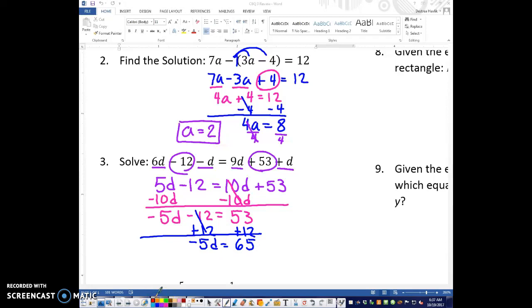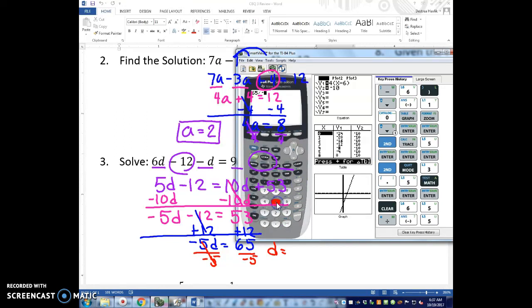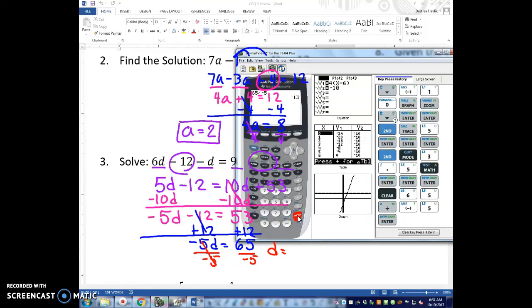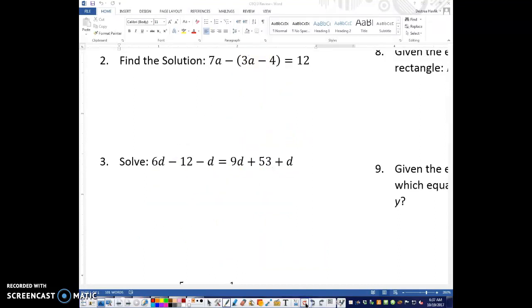Now, can we multiply or divide? We can divide by this negative 5. Don't forget your negative. So d equals 65 divided by negative 5. Negative 13. Now remember, you can also do that in your calculator if you need to. Just go back to number 1 and follow the steps.